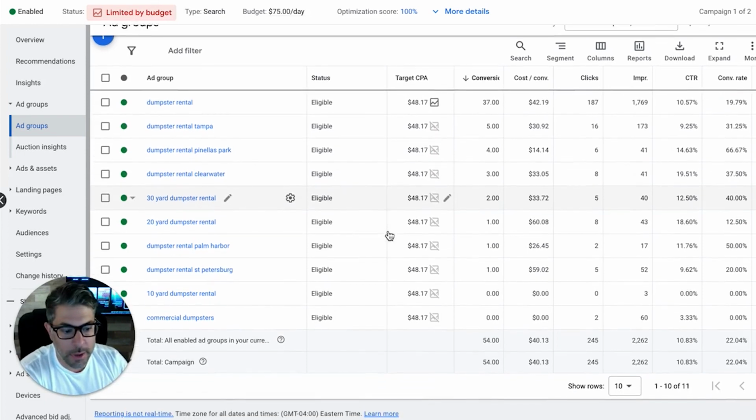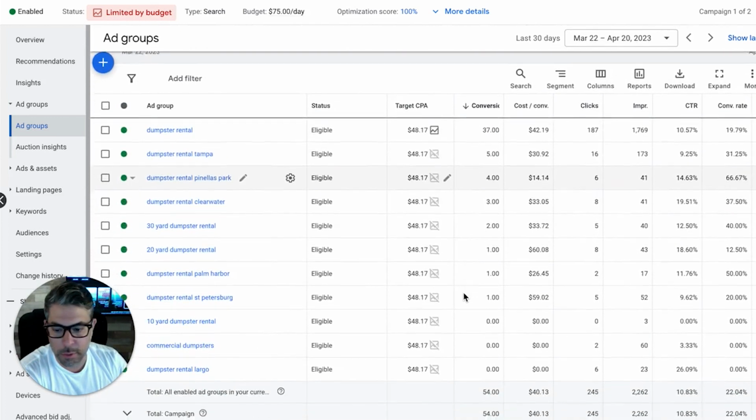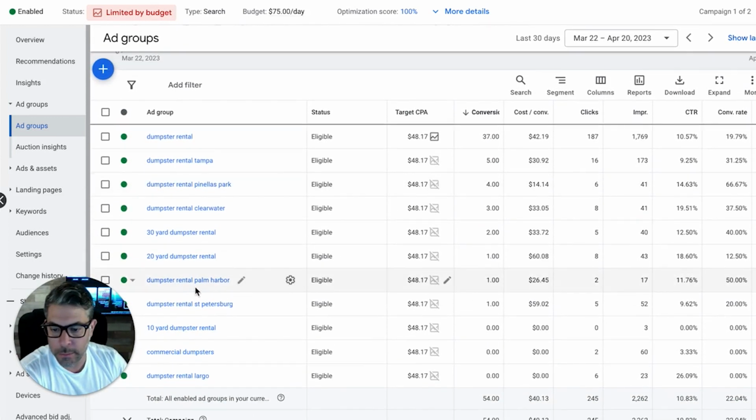All right, so very modest campaign, guys. 11 ad groups, not something gigantic. A bunch of geo ad groups in here, right?